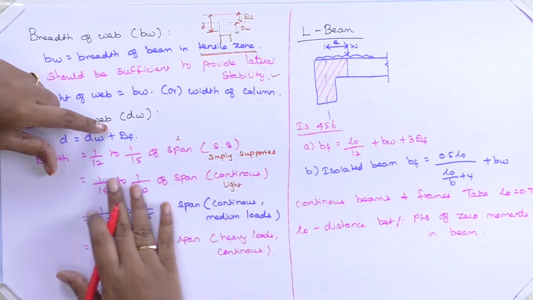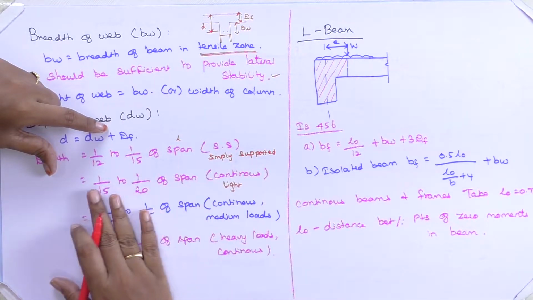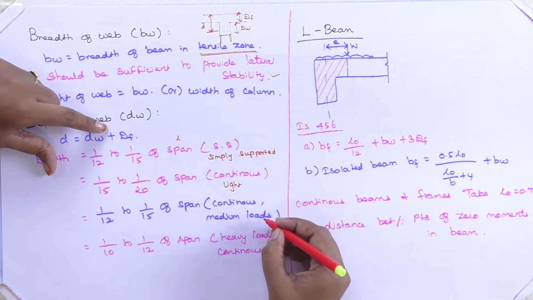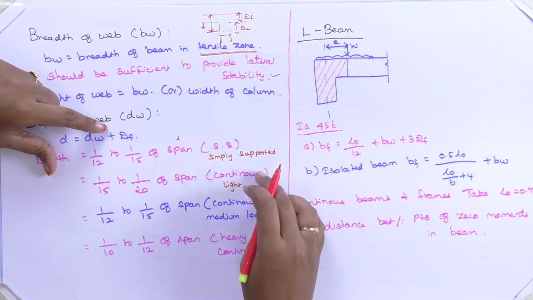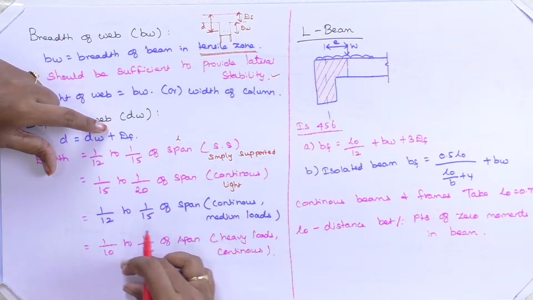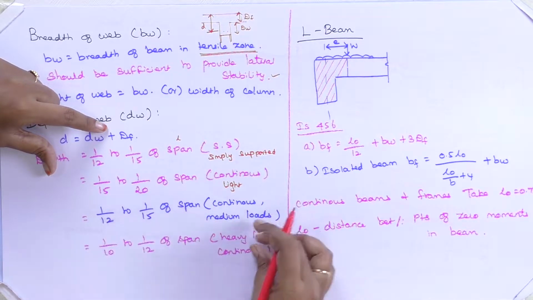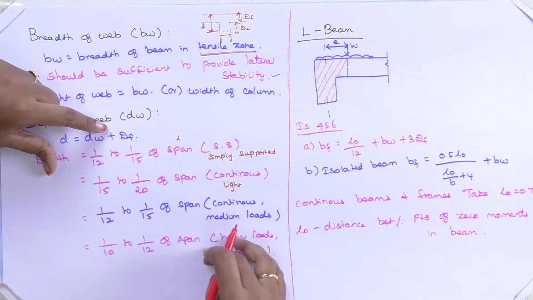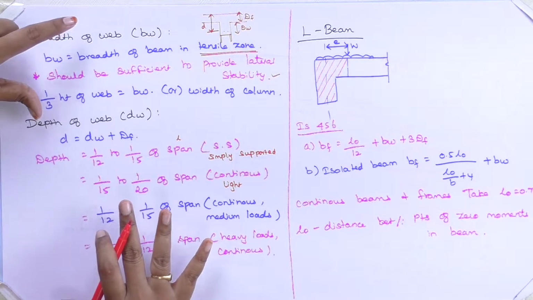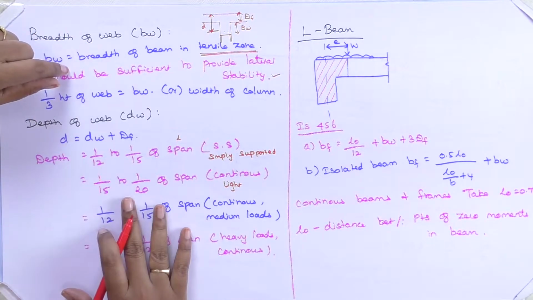Because for the most part, when it is a flanged beam, we go for continuous beam systems. That's why we can take all these cases for light loads, medium loads and heavy loads. Mostly we go for heavier load conditions. In many cases, we take 1/10 to 1/12 of my span. This is what we need to take as the dimension requirements for my T-beam system.